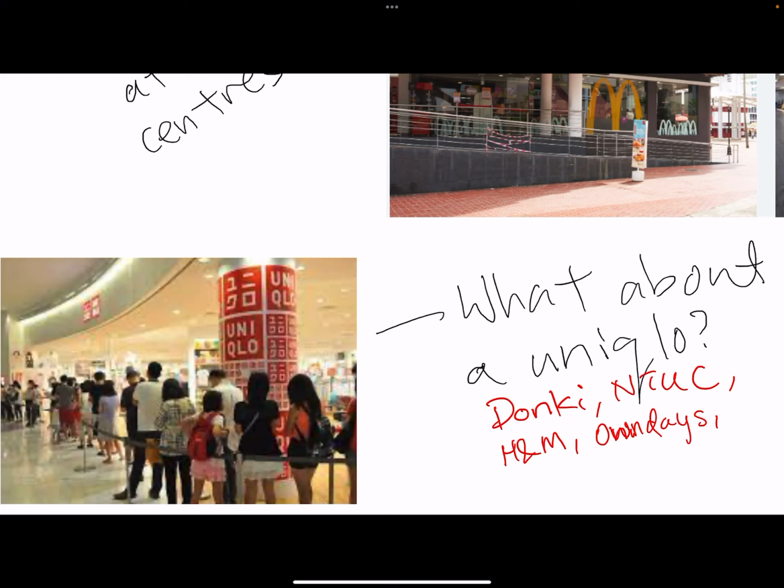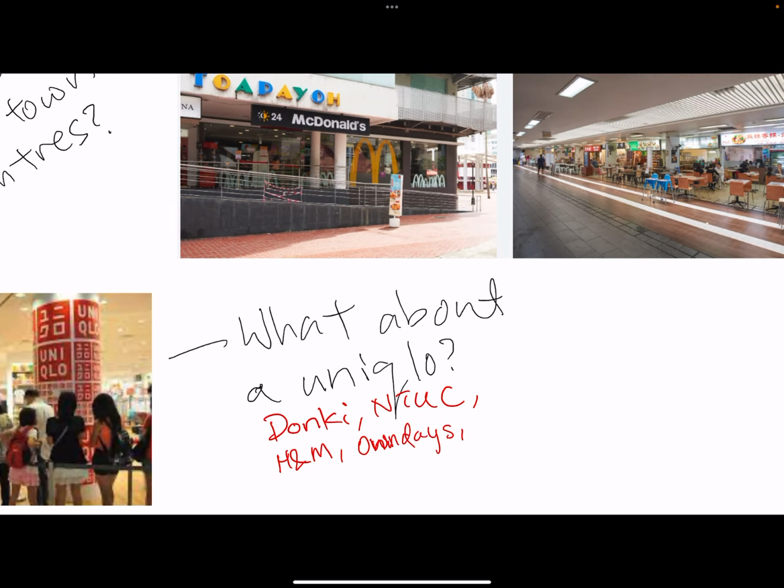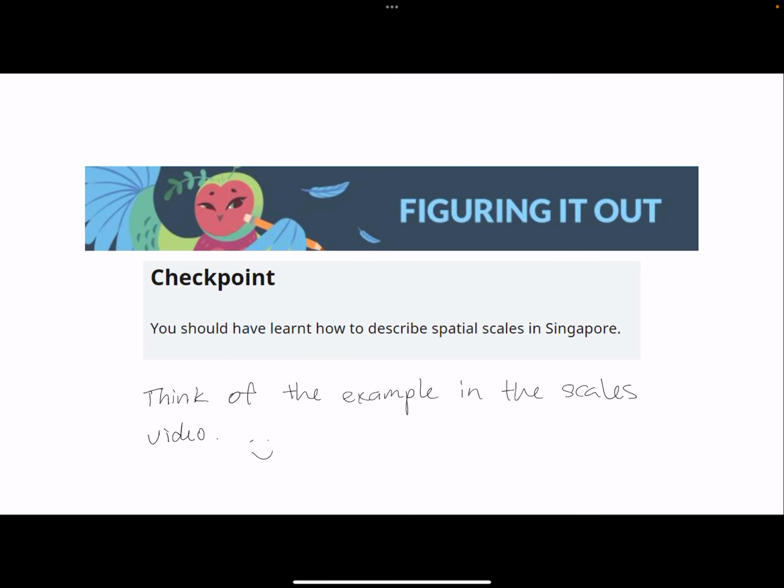You may not want to travel all the way down to Orchard or to Vivo or to the major shopping belts in Singapore for these facilities because you have this in your town center. Okay, so hopefully this clarifies a little. I know your slides may not have the Uniqlo image here, but it's just to trigger some more updated reference point for you. Okay, right.